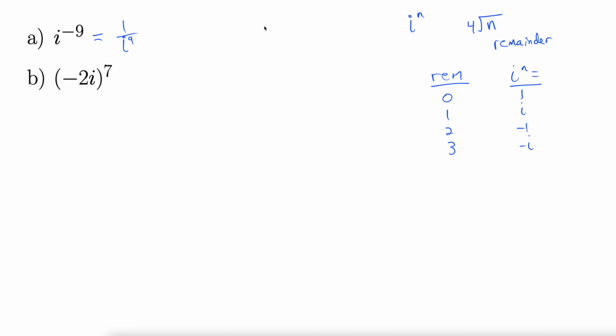Okay, so let's figure out what i to the 9th is. For i to the 9th, we take 9 and divide by 4. That goes in twice. 2 times 4 is 8, subtract, and we get a remainder of 1. A remainder of 1 tells us that i to the 9 equals i. So all of that tells us that this is actually the same thing as 1 over i.